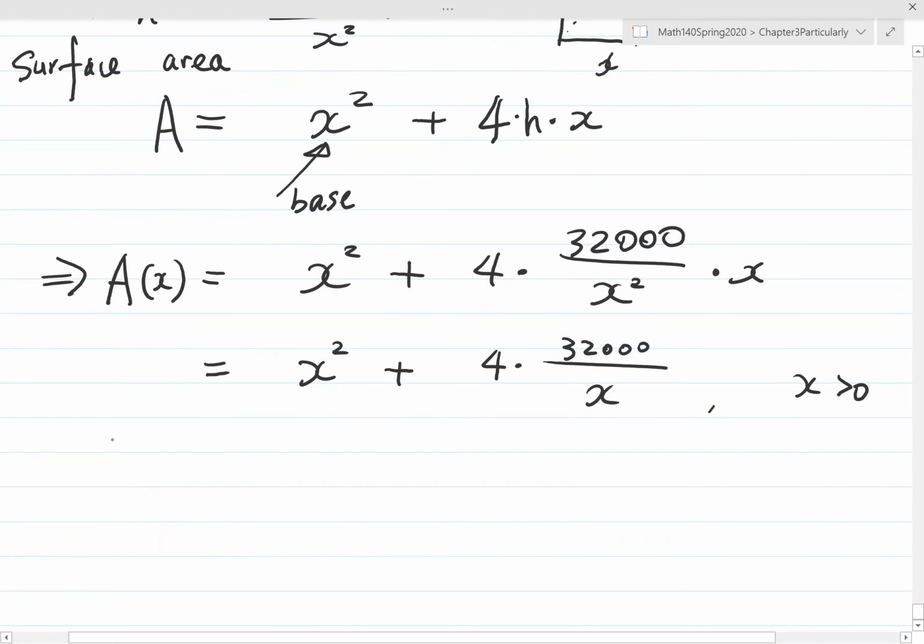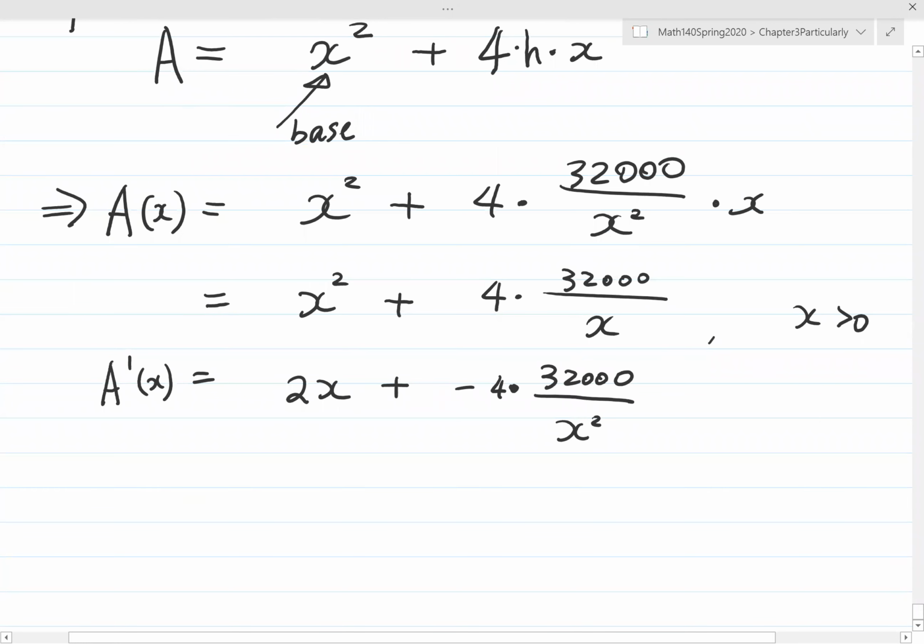Find the derivative of the area with respect to x: differentiate 2x plus 4 times 32,000 x to the negative 1. Use the power rule, and the chain rule and power rule give negative 4 times 32,000 over x squared. So the derivative will be 2x minus 128,000 over x squared.